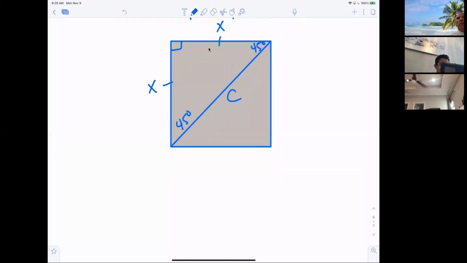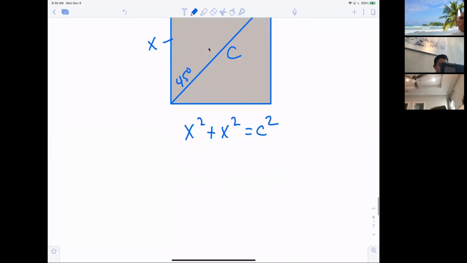It's called a 45, 45, 90. I have to figure out what the hypotenuse is. So it's just what? X squared plus X squared equals C squared. So I'm a little embarrassed to ask, but what is X squared plus X squared? Please think before you say something. Right. 2x squared equals C squared.